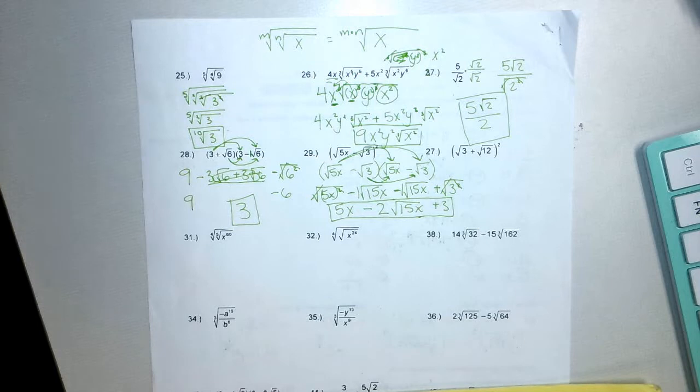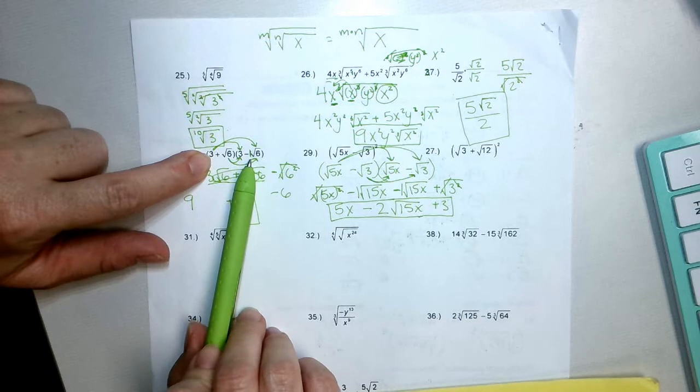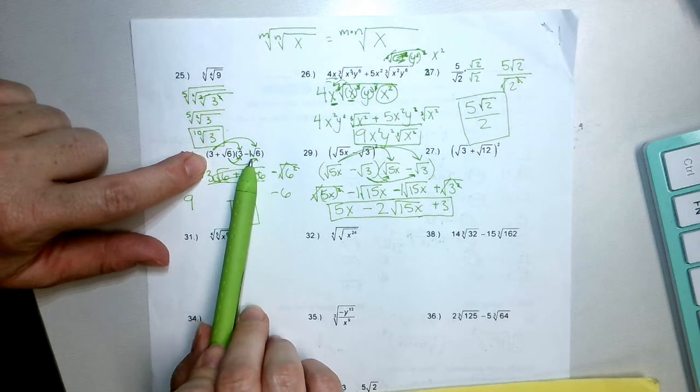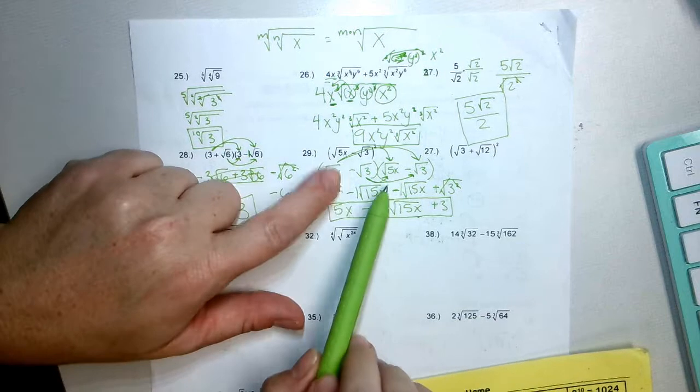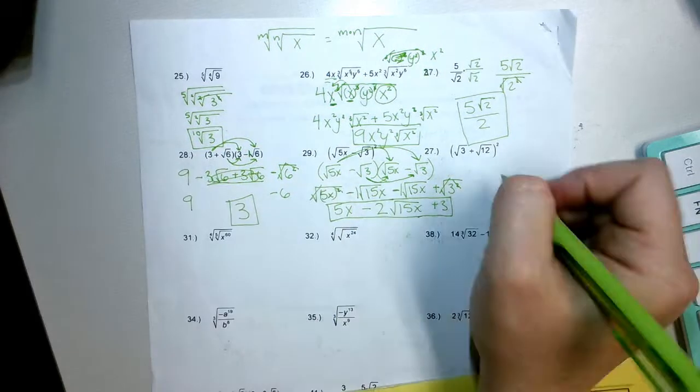No, because they're both negative. If one of them was positive, yes, we would cancel them. But the only time y'all are going to have something cancel is when they're conjugates. That fancy word, remember, see how these are exactly the same except one's plus, one's minus? That's why something canceled. Here, they're both minus, so nothing's going to cancel. Okay? So here they're both plus.